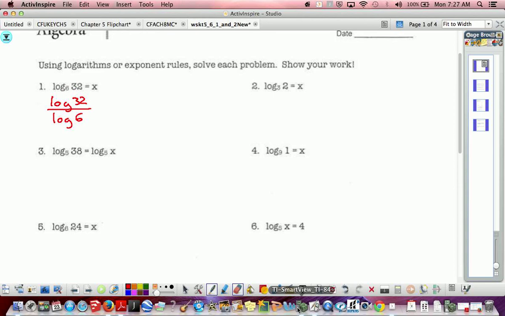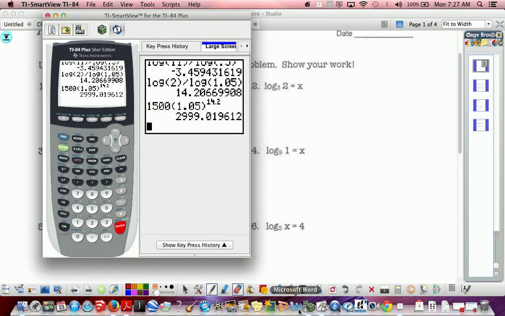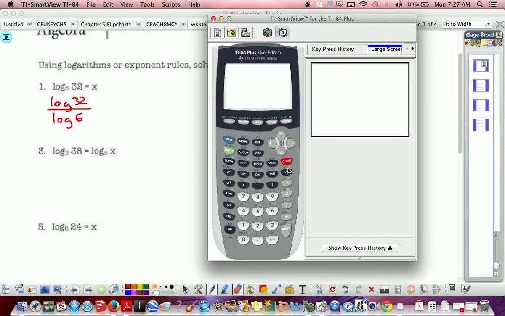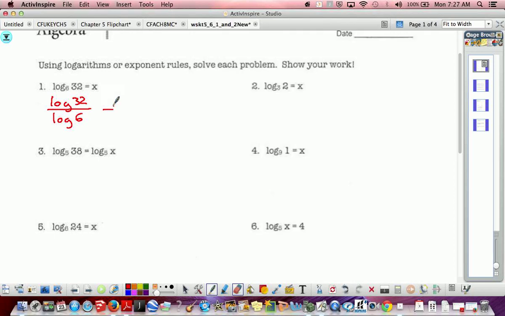Take out my calculator here. So I can go log of 32, make sure you close that parenthesis, divided by the log of 6, and hit enter, and there we go. Go out 3 decimal places, 1.934. And I got the first one done.